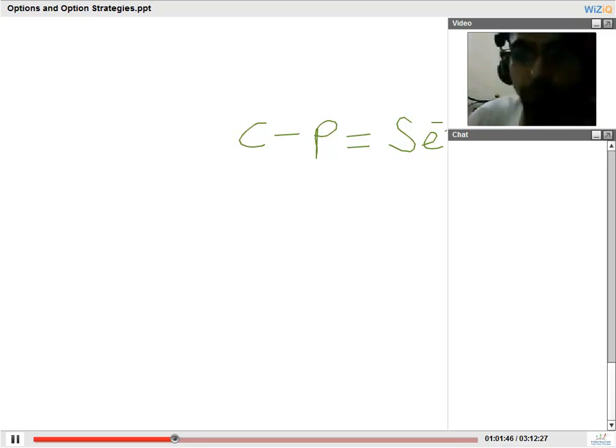That's correct. Okay. S e raised to power minus R star T minus K e raised to the power minus RT. In case of a discrete dividend, you can reduce the present value of the dividend. C minus P is equal to S e raised to power minus R star T.